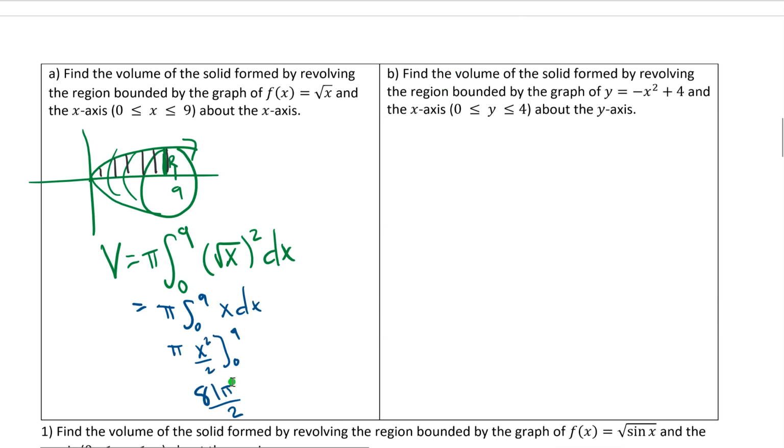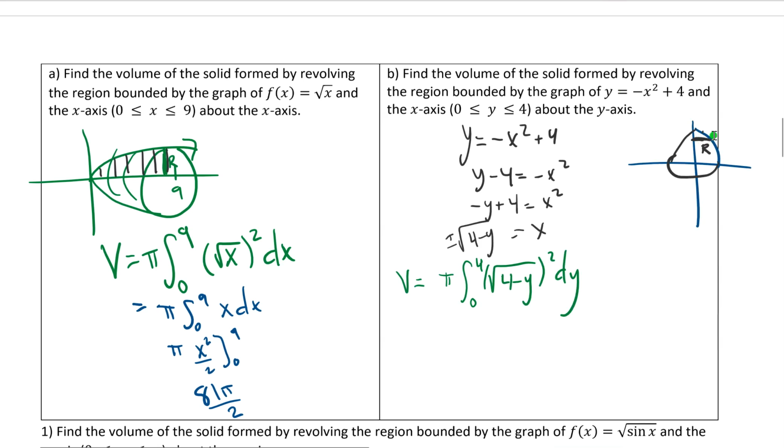Alright, I'm back with my answer. I got 81 pi over 2. I thought that was a great question. Now, what I'd like you guys to do is go ahead and try to set this next one up, and I'll come back with my setup, and then I'll work through.